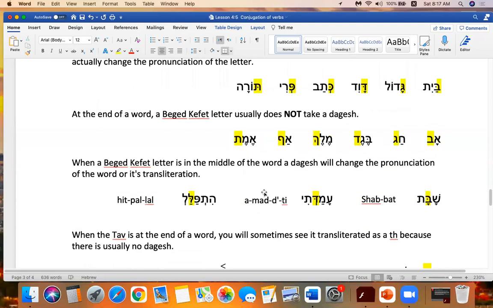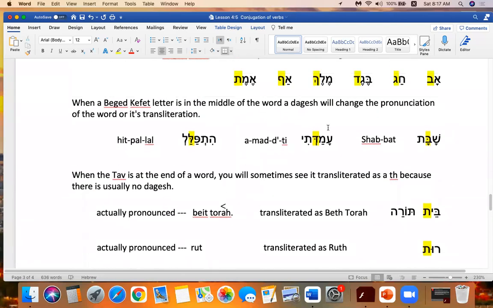When a Beged Kefet is in the middle of the word, a dagesh will change the pronunciation of the word or its transliteration. And I think we have talked about this, but we'll talk about it a little more. Shabbat. So if we just did our normal transliteration, it would just be Shabat. But with the dagesh in the middle, basically it's Shab, shab, and then bat. So basically the B is attached to both syllables. So that's why we get the spelling for Shabbat with 2 B's.